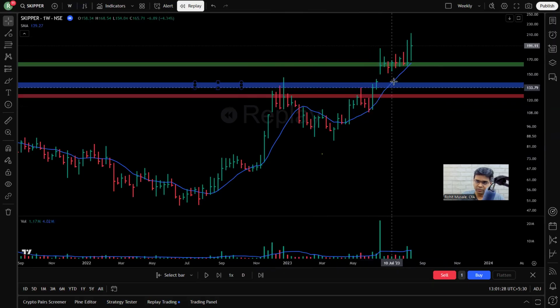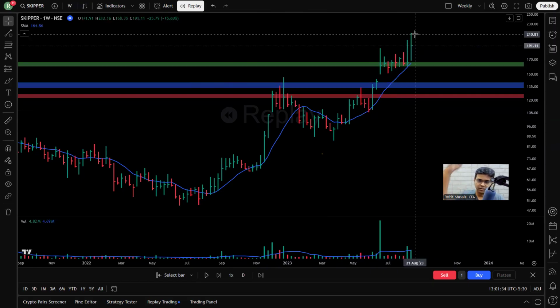Here the stock continues to comfortably trade above the 10-week simple moving average in spite of the fact that it has gone up like 57%. You understand what I'm saying? So you must understand as a professional which base is risky, which base is not risky. And that can be determined by looking at price and volume.